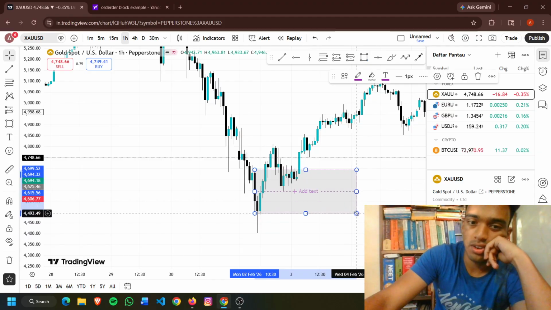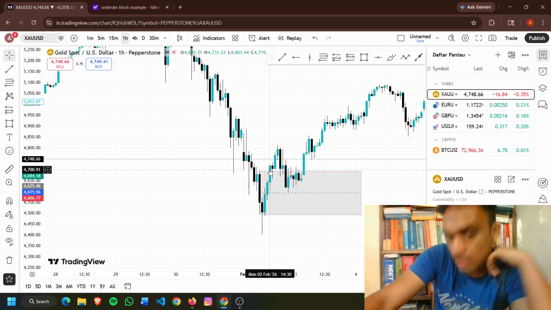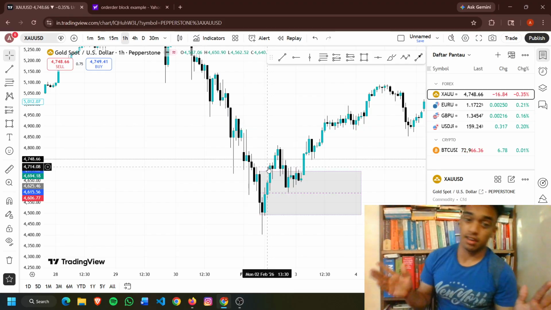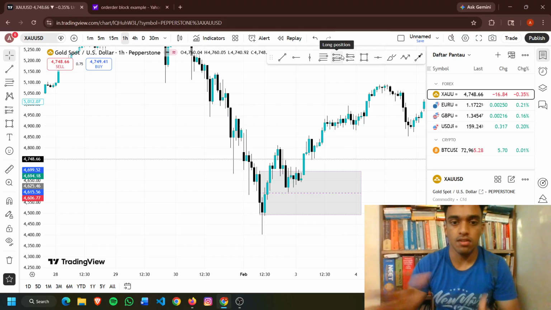We'll go for this body. I hope you guys understood. So down move. This was a break of structure. You missed this break of structure. This is why we use order blocks, guys. Order blocks and fair value gap. I hope you guys are understanding. Now can you connect everything together?